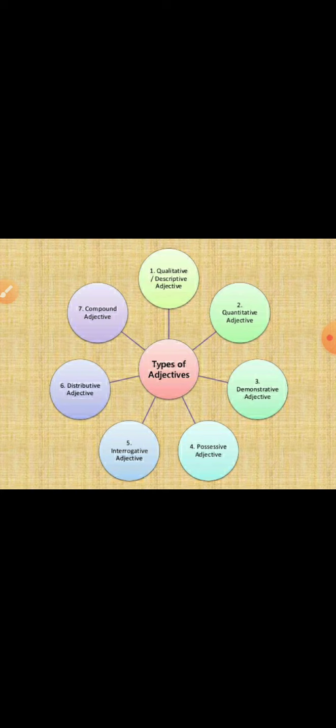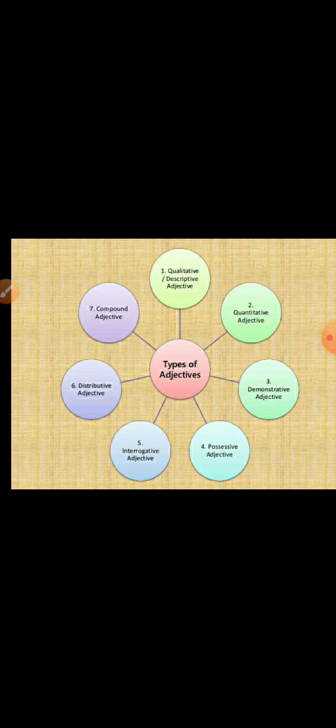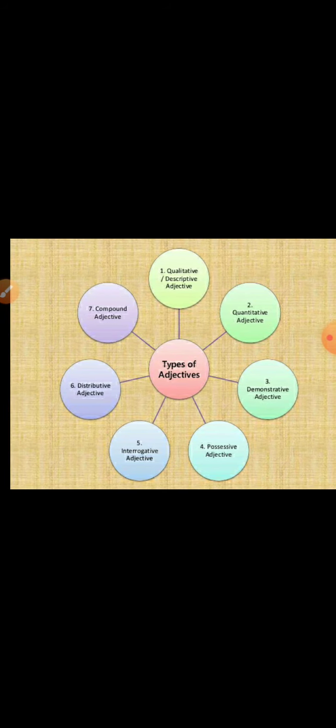So we have certain types of adjectives which we'll be talking about, and we'll see what is their function and how are they used. We have qualitative or descriptive adjective, second quantitative adjective, third demonstrative adjective, possessive adjective, interrogative adjective, distributive adjective, and the last one we have is compound adjective. First and foremost, we see what qualitative or descriptive adjectives are.